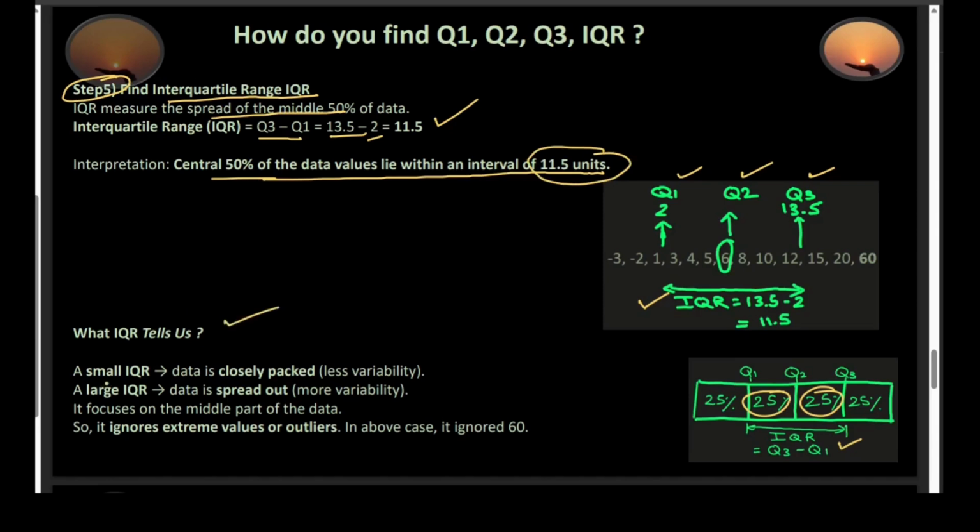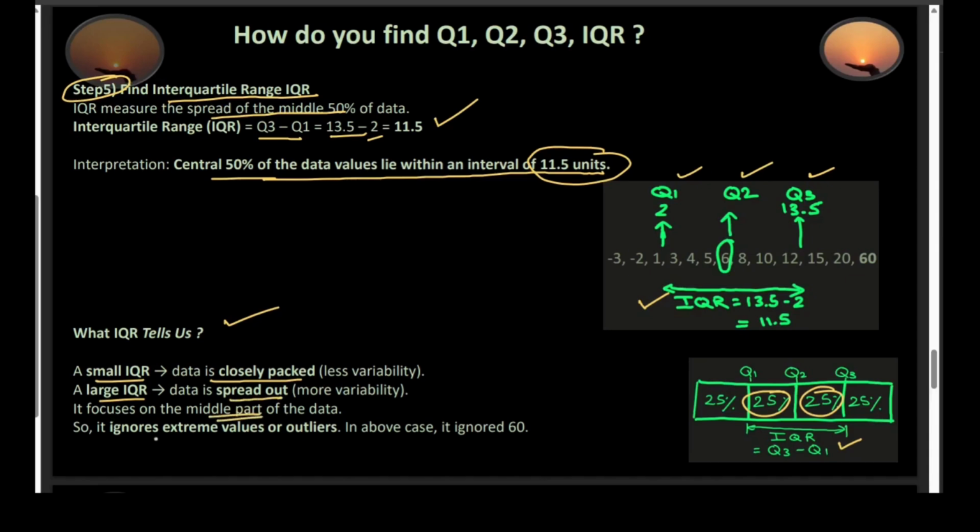So what exactly does IQR tell us? It tells us this: if you have a small IQR, your data is very tightly packed. There is basically less variability in your data. On the other hand, if you have a large IQR, your data is more spread out. That's what it's telling you. So it focuses on the middle part of your data.